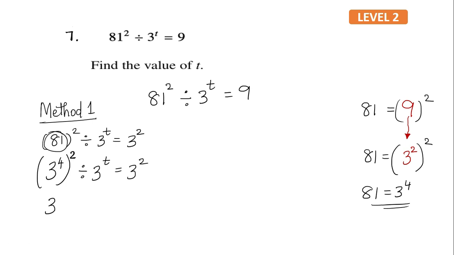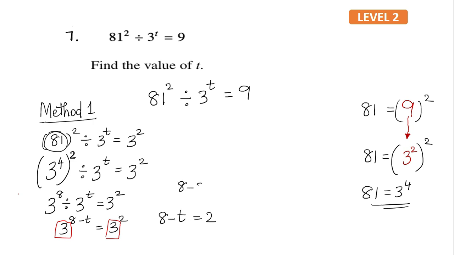Now this is 3 to the power 8 divided by 3 to the power t is equal to 3 squared, which means 3 to the power of 8 minus t is equal to 3 squared. Now I have the same base, so 8 minus t is going to be equal to 2. Simplifying this, I can write 8 minus 2 is my t, and my t is 6.